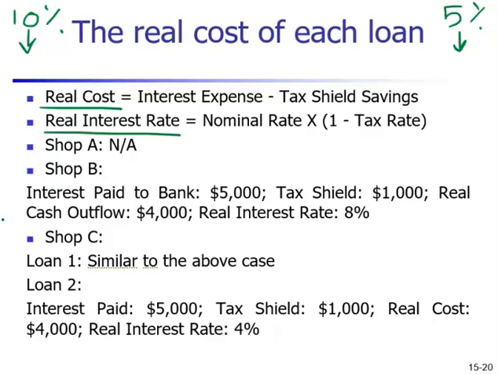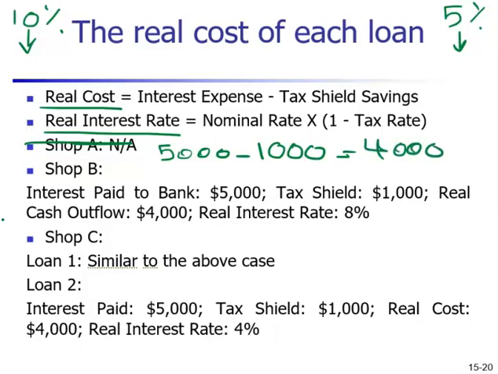Since there is no loan, we are not gonna cover it. Let's go for shop B. Interest paid to bank is 5,000. That's correct. So it is the interest expense, 5,000. And we calculated how much was the tax shield? 1,000. So you paid $1,000 less. So in fact, your true cost of loan is 4,000.